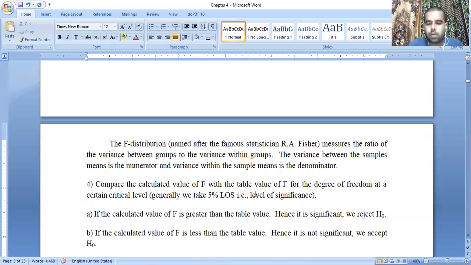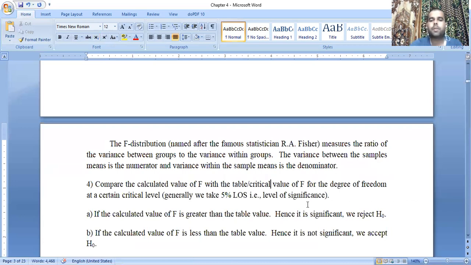The table or critical value of F for the degrees of freedom at a certain level. Generally, we take 5% LOS. Okay, in yesterday's class we already discussed this LOS table. If the calculated value of F is greater than the table value, hence it is significant, we reject H0.